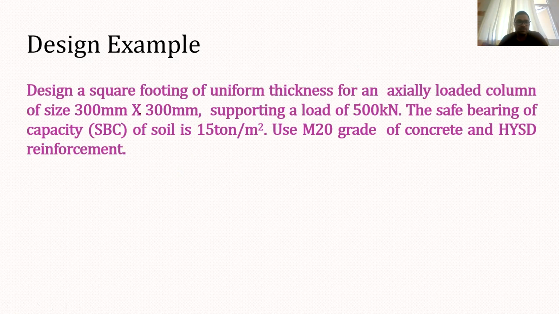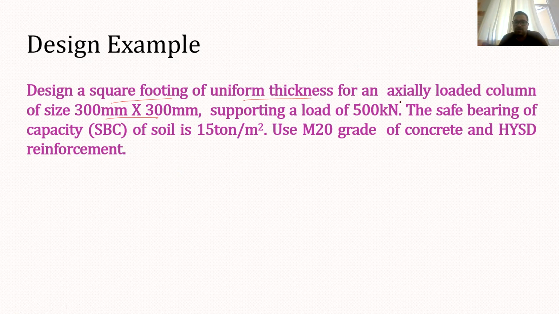Hello, welcome back. So in this part, we will solve a design example on isolated footing design. This is the example that we have to solve. In this, we have to design a square footing of uniform thickness for an axially loaded column. The size of the column is also provided here, which is 300 mm by 300 mm.